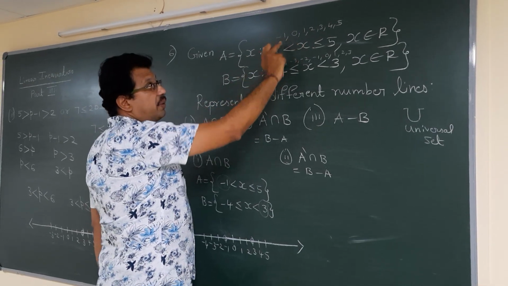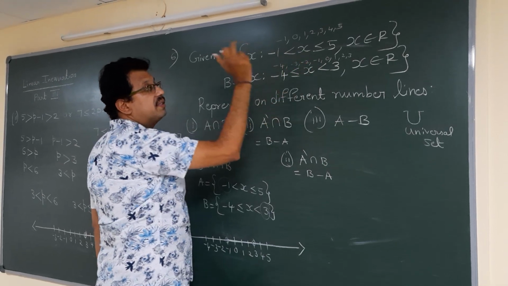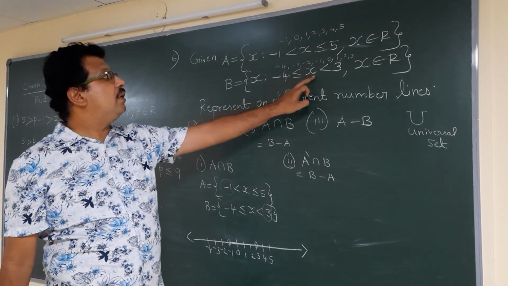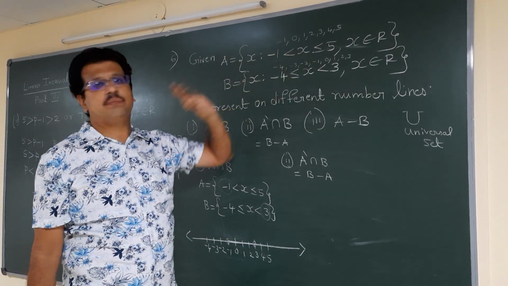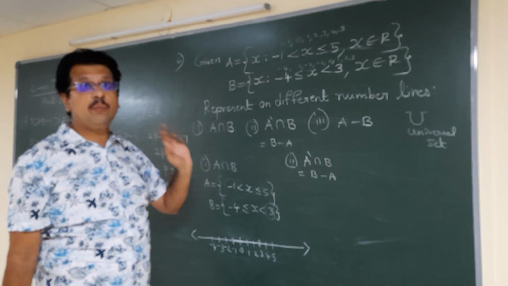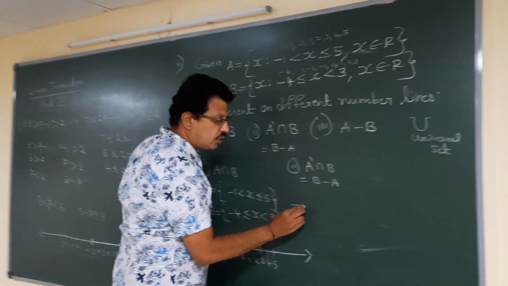Minus 1 is actually not present in A, because it's minus 1 less than x. But minus 1 is present in which one? B. So we have to take minus 4 and minus 1. Those are the elements we should take for drawing the number line. So let us draw the number line here.